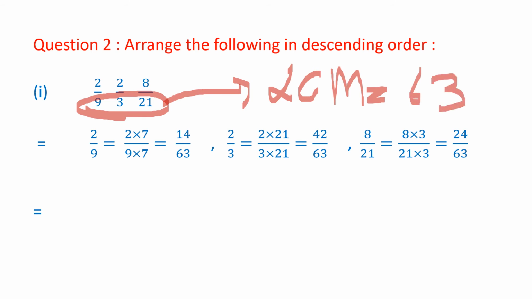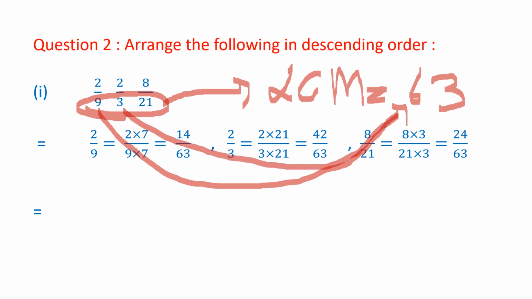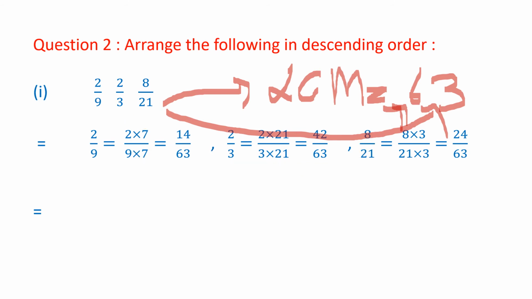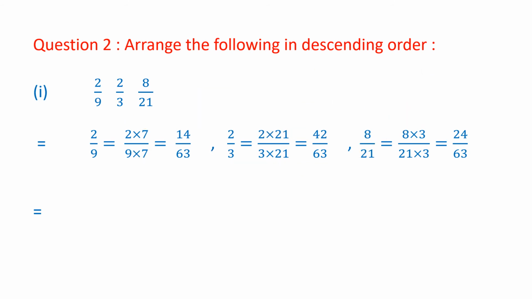So our purpose now is to convert this 9 into 63. You have to make this 9 63. You have to make this 3 also 63. And you have to make this 21 also 63. So now let's one by one convert all of those into 63, right? So first one is 9. In order to make 9 into 63, what should you do? You should multiply 9 by 7, right? When you multiply 9 with 7, you get 63.